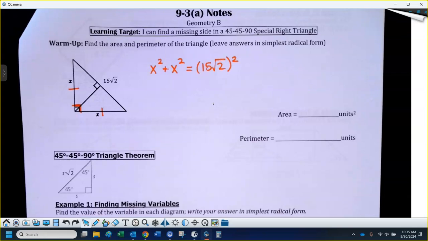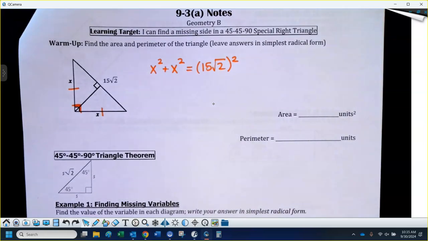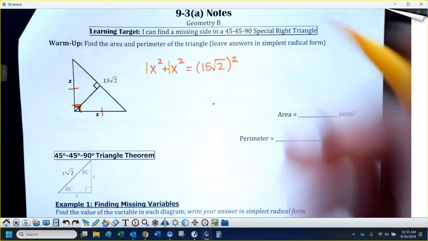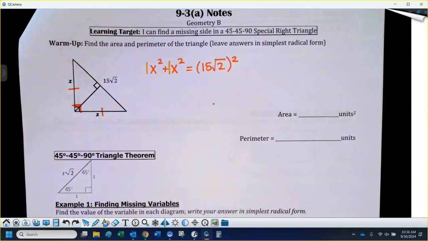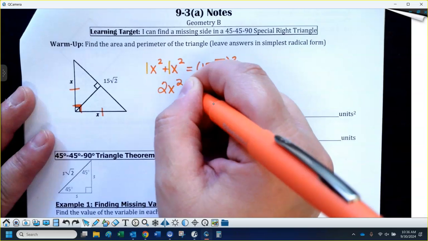What, can I simplify x squared plus x squared on that left side? Like, can I actually add these together? What would it be? It'd be x to the 4th if we multiplied it. So if we think about this, like this is just 1x squared plus 1x squared. How many x squareds do we have? 2. So that's all you would do. This would be 2x squared.